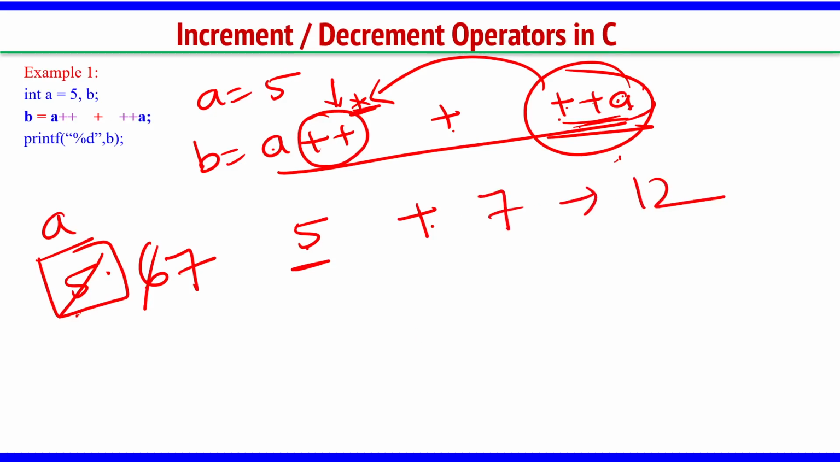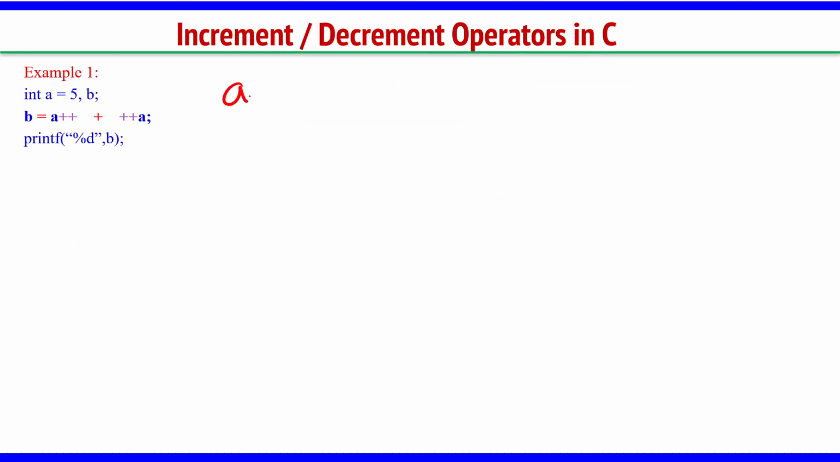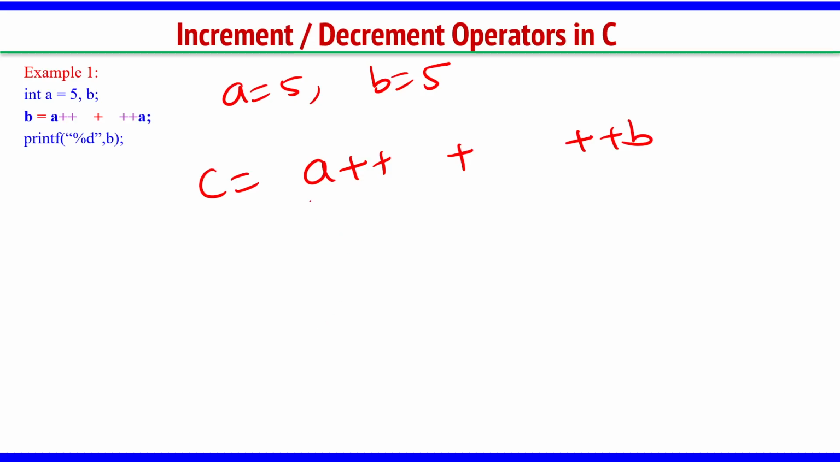I will repeat once again with another variable. Let us say a value is 5, b value is 5. I wrote c equal to a++ + ++b. Now the two variables are different. We have one variable as a, another one as b. Both are different variables. In that case, what is the answer of c?